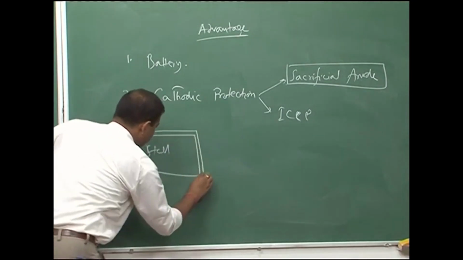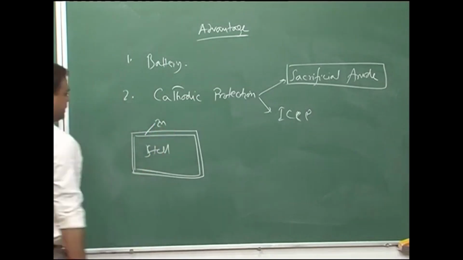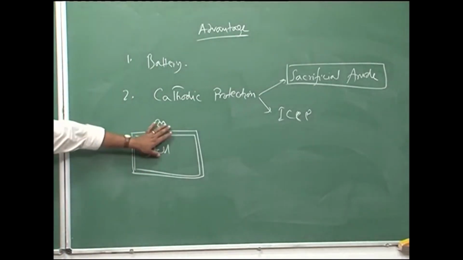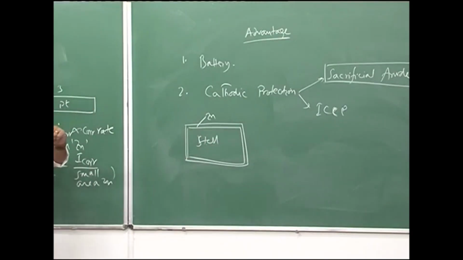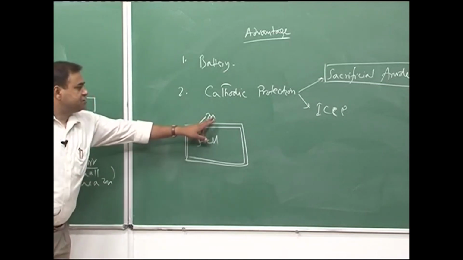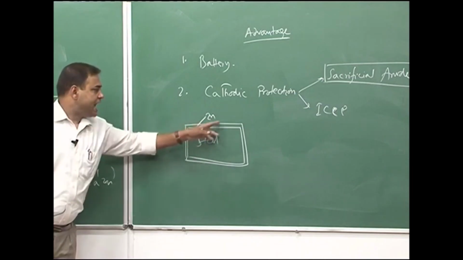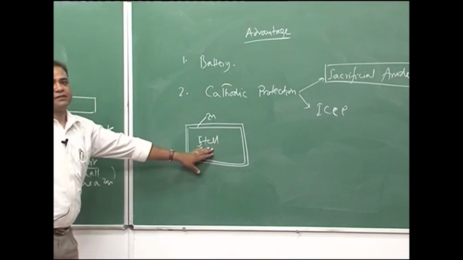In case of galvanization, we put a zinc coating, and the zinc acts as anode and steel acts as cathode. Cathodic reaction, which is the oxygen reduction, happens on the steel surface, and zinc will dissolve, and when it dissolves, it protects the steel surface.